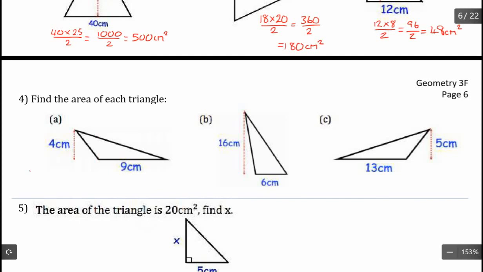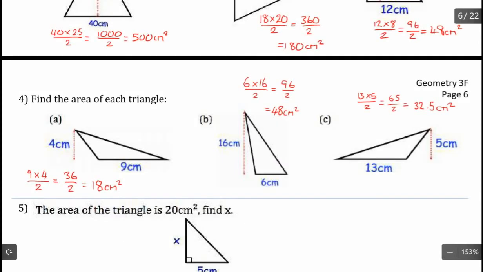So for this one, base is 9, going to times by the height, divide by 2, 9 times 4 is 36, divide that by 2, you get 18 square centimetres. Okay, pause the video, have a go at the other two, and unpause when you want to see the answers.